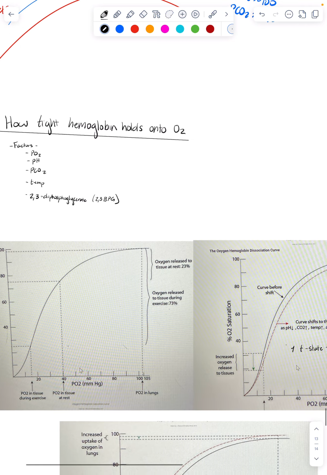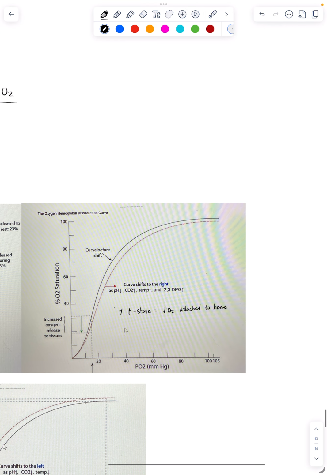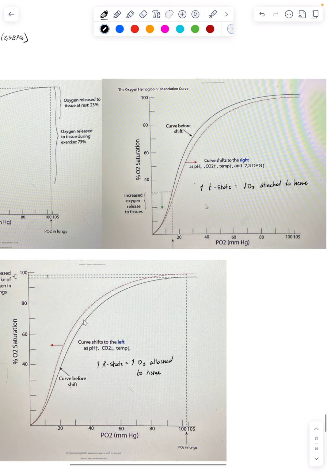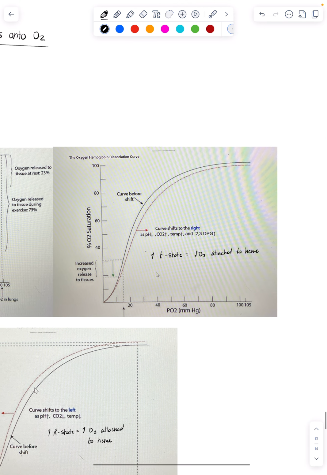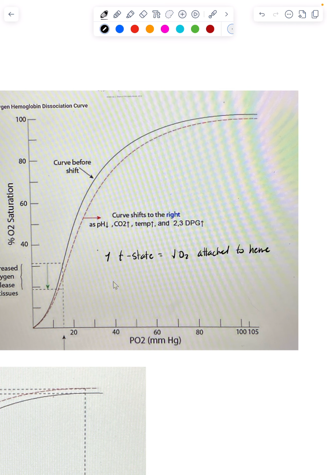This 2,3-BPG is super interesting, but basically what happens is it allows hemoglobin to either be more attached or less attached. So you can look here. This is called a right shift. And this is when we have less pH, more CO2, a higher temperature, and more of this 2,3-DPG. And this DPG will make more of a T state.